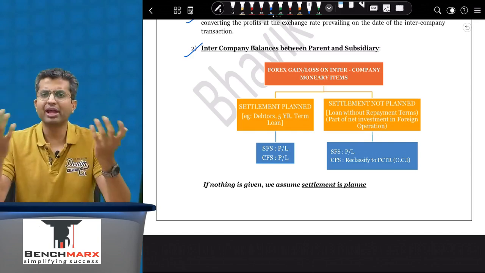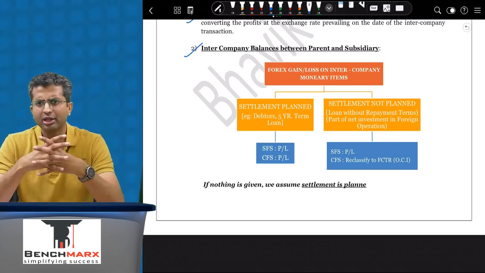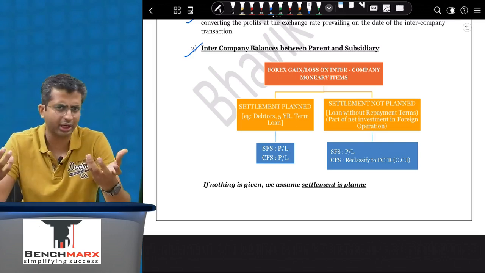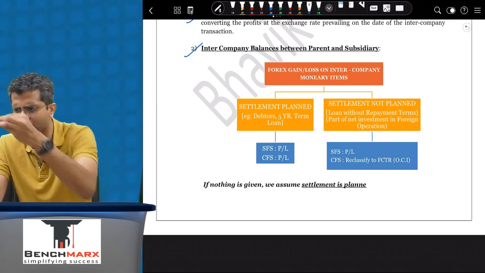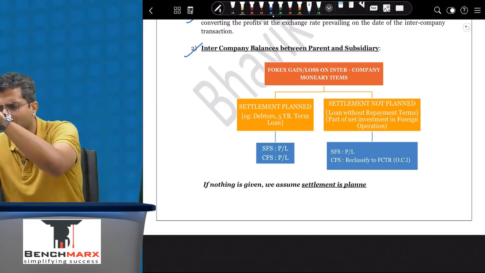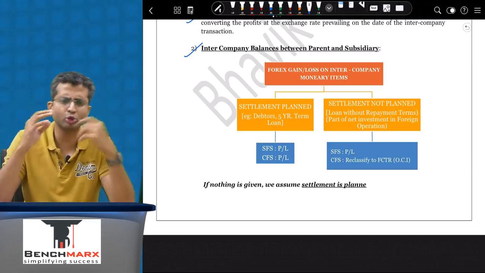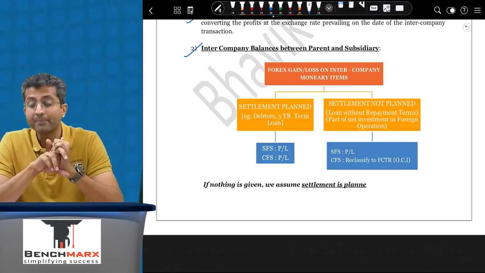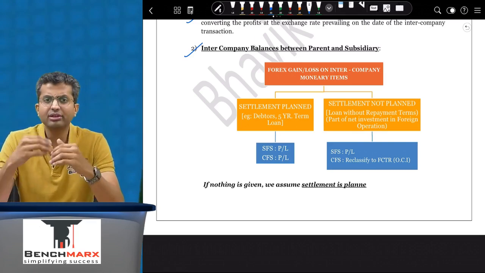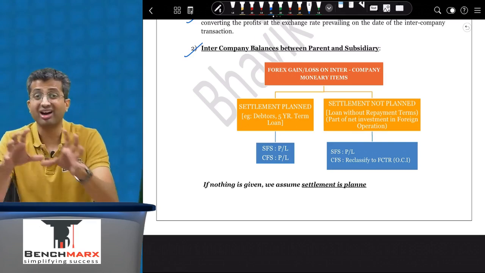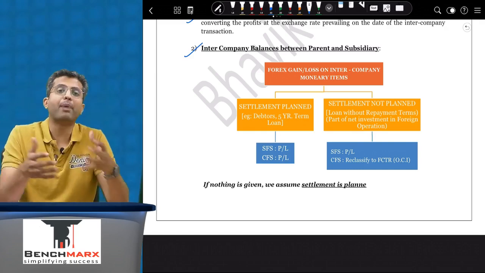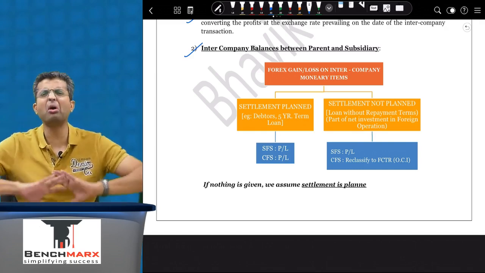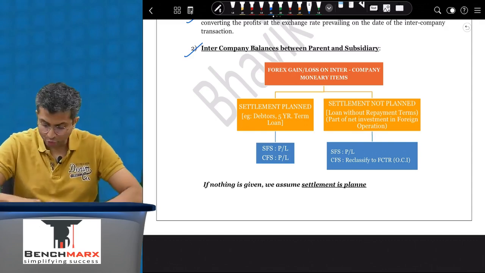Okay. Where will it remain? Ultimately, it will go to the profit and loss, because these are monetary items and these monetary items are restated. So in the standalone books, it will be in the profit and loss. In the consolidated books, also it will continue to be in the profit and loss. Perfect. However, there is one exception to this rule. In case this foreign exchange gain or loss arises as a part of net investment in a foreign operation, big English words. What do you mean by this?